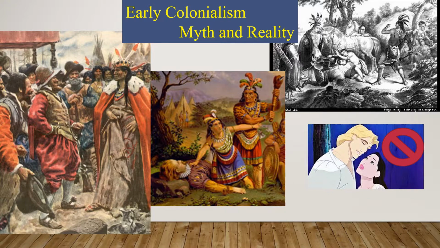So John Smith comes up with a story. And he says, yeah, I was about to be killed when this young Indian maiden, Pocahontas, saved me. Well, that was almost certainly a made-up story.